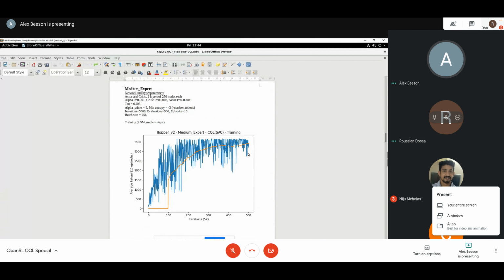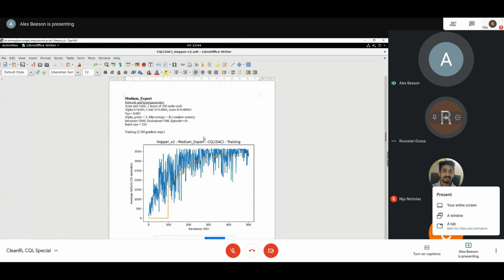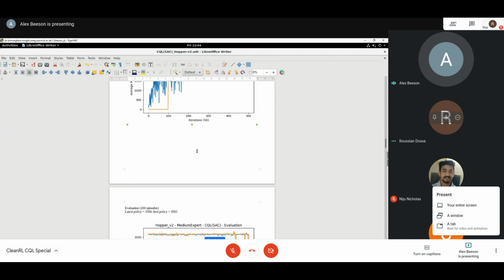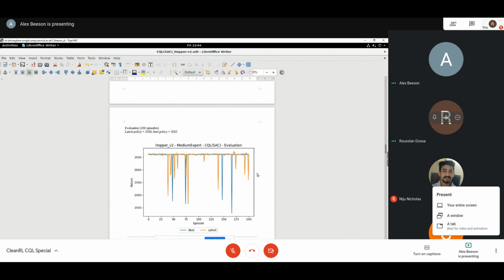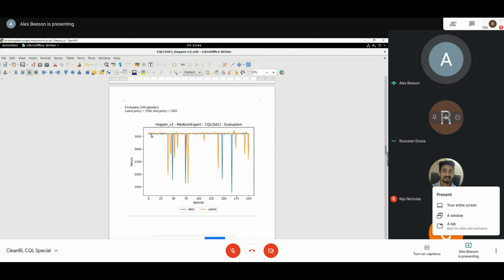And then what I do afterwards is I run 2 versions of the trained policy. I run the latest one, so whatever the policy is at the end of this run, and then I run the policy which has the best moving average, and then I plot the results here. And I do that for about 200 runs, and so you'll see that it's relatively stable, but it has a few dips.